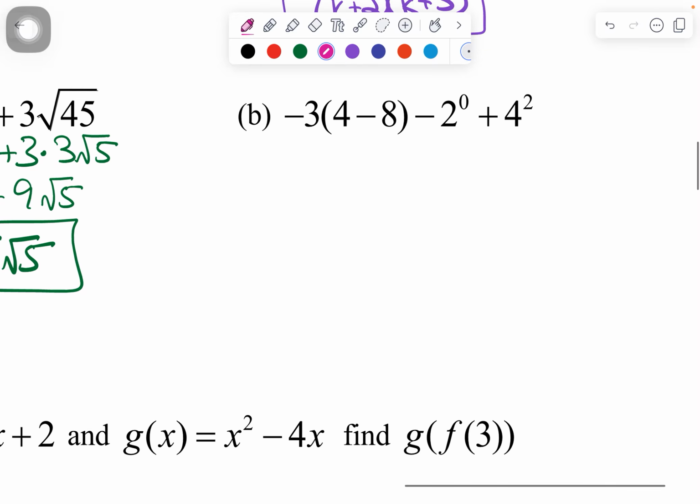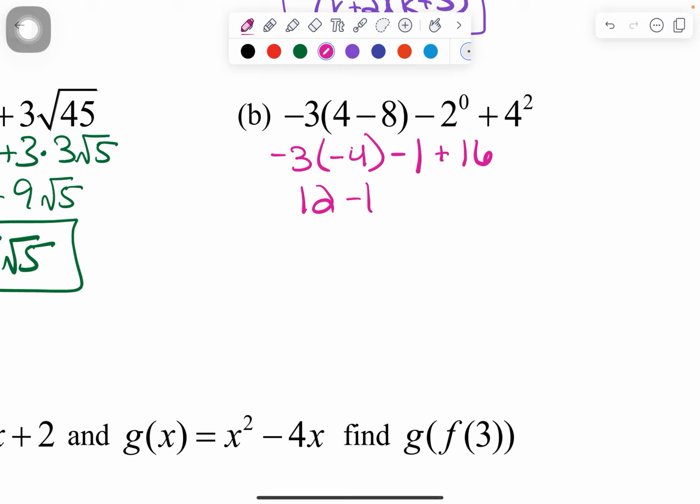And last one, the part B for number 10. This is just follow order of operations. So I'm going to do negative 3. Inside the parentheses, 4 minus 8 is negative 4. These two powers at the end, I can do both of them. They don't affect each other. So 2 to the 0 is 1. 4 squared is 16. Negative 3 times negative 4 is 12 minus 1 plus 16.